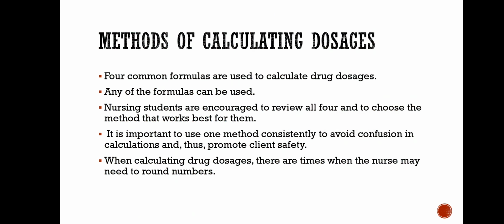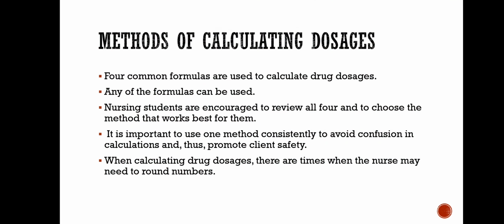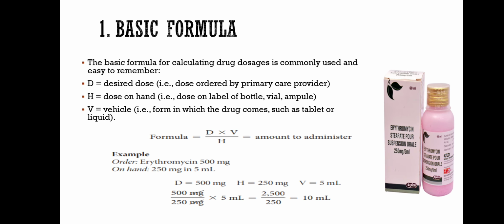Okay? So next, let's discuss the methods of calculating dosages. So there are four more common formulas that are used to calculate drug dosages, and any of the formulas can be used. So nursing students are encouraged to review all of these to use the method that works best for them. It is important to use one method consistently to avoid confusion in calculations and thus promote client safety. When calculating drug dosages, there are times when the nurse may need to round numbers.